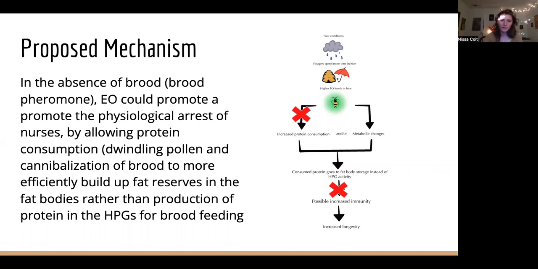And interestingly, as some of that pollen starts to dwindle, they don't want to feed the brood. They start to actually cannibalize some of their early instar larvae. So some of that protein that's going into their fat bodies is actually not coming from pollen anymore, but possibly from the cannibalization of early instar larvae. So even as pollen is dwindling, they're still getting a good amount of protein to go, instead of into their hypopharyngeal glands, into their fat bodies.